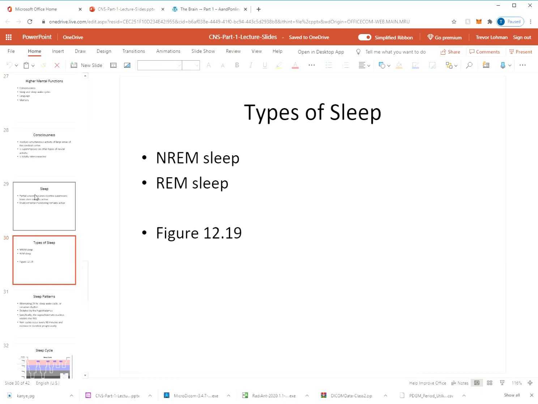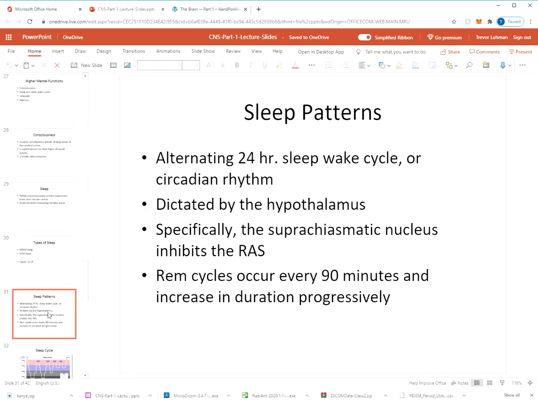So anyway, I'm going to talk about those a bit, but I actually think in a couple slides. So we have a sleep pattern. We have this alternating 24-hour sleep and wake cycle. I actually think it's a 25-hour circadian rhythm, but anyway, it's dictated by the hypothalamus.